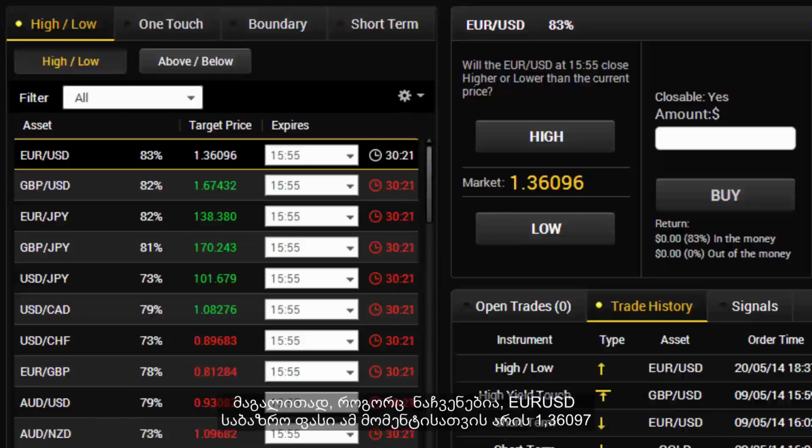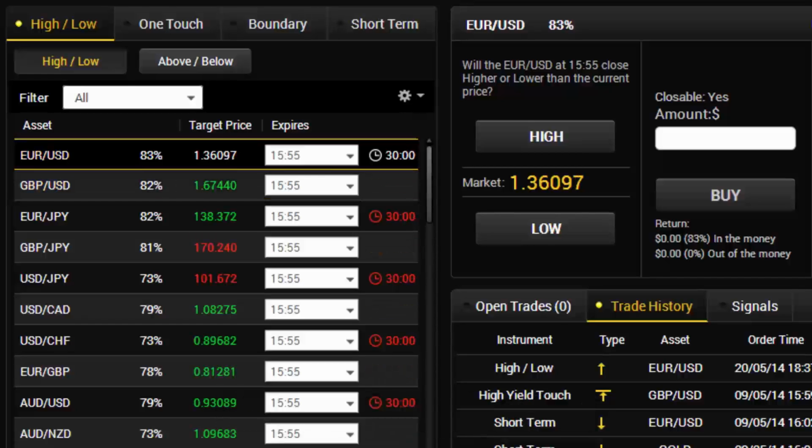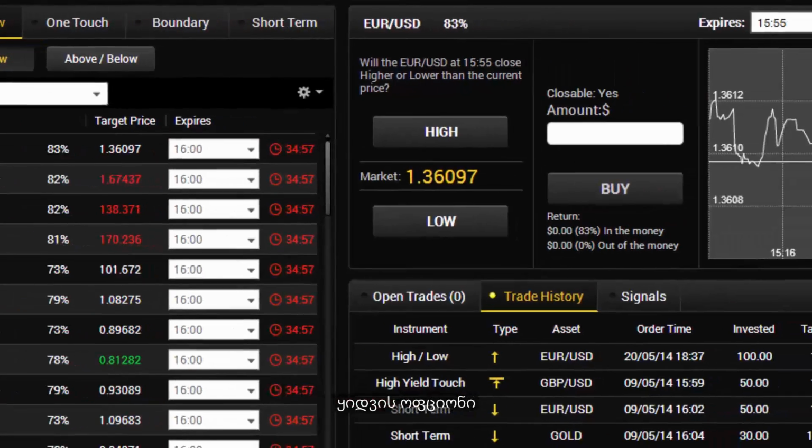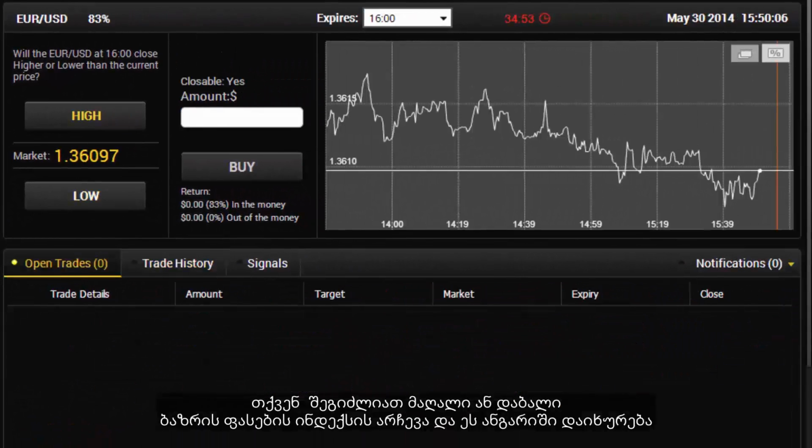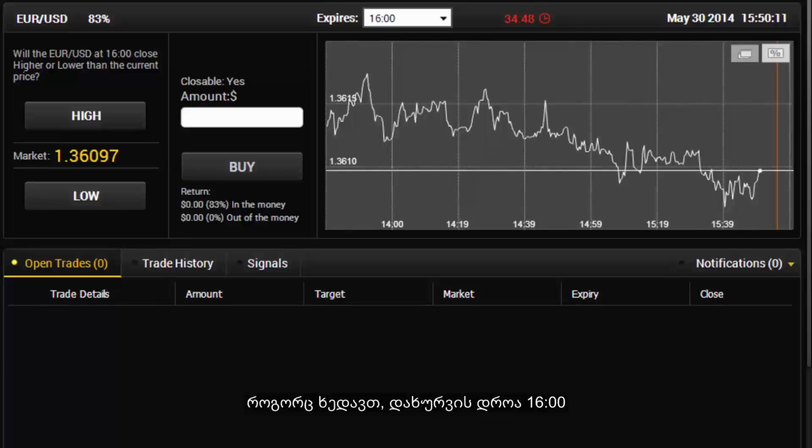For example, the market price at the moment for euro against US dollar is 1.36097, which is shown here. Buying option. You can either choose higher or lower of the market price index and the account will be closed. As you can see, the closing time here is 16:00.